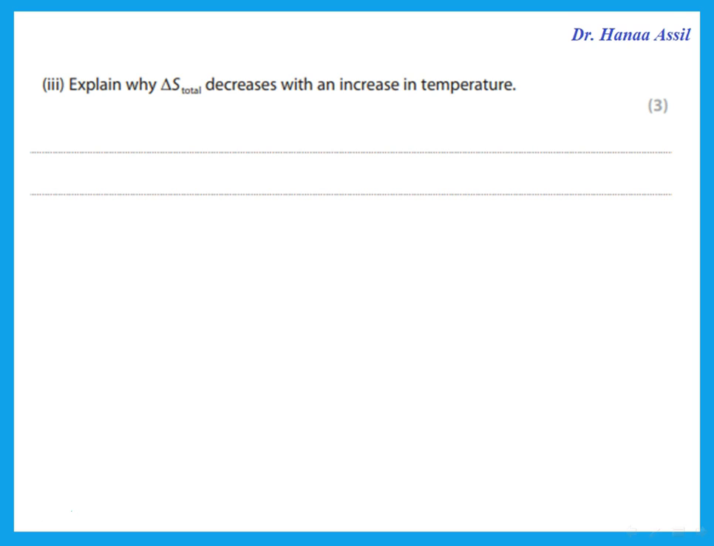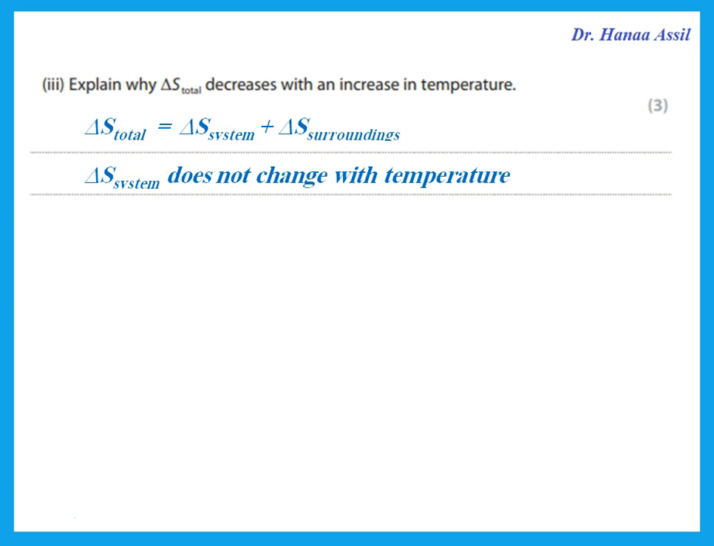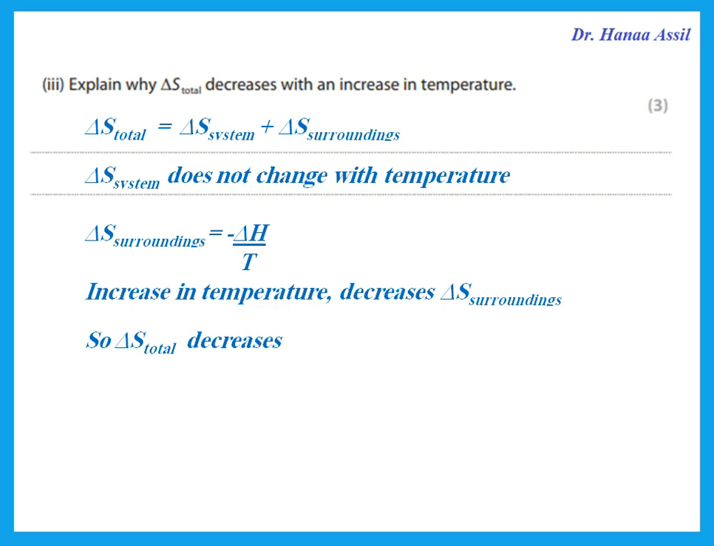Explain why delta S total decreases with an increase in temperature. I want you to remember again, what is delta S total? It is the total of the system and the surroundings. The delta S system is not affected by the temperature, but the delta S of the surroundings, we said, is minus delta H over T. And that means if I increase temperature, then this will decrease the delta S surroundings. As a result of that, the delta S total will also decrease.